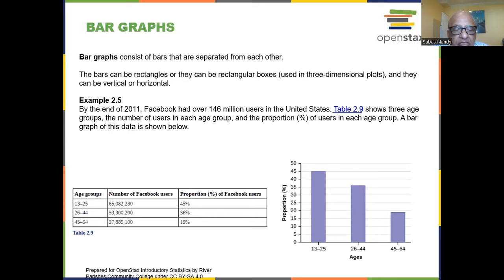On the horizontal axis, you have the three age groups: 13 to 25, 26 to 44, and 45 to 64. On the vertical axis, they have plotted the percentage of the total users for each category. So, for example, in the age group 13 to 25, the proportion was 46%, and it has the highest bar. The next highest is 26 to 44, and its height is 38%. And then the next one, 45 to 64, its height is 19%.